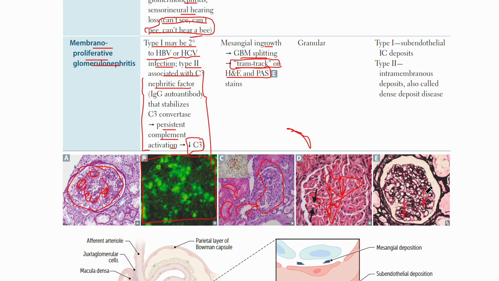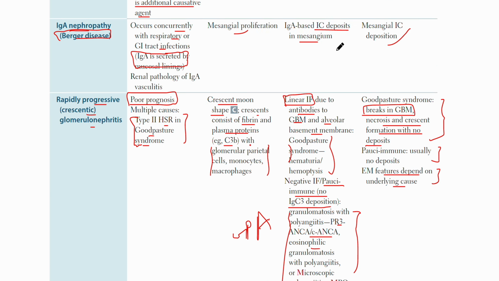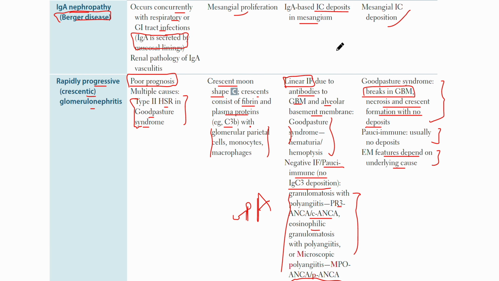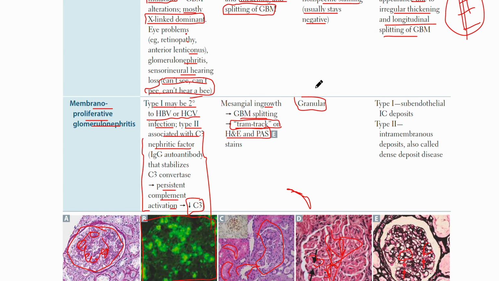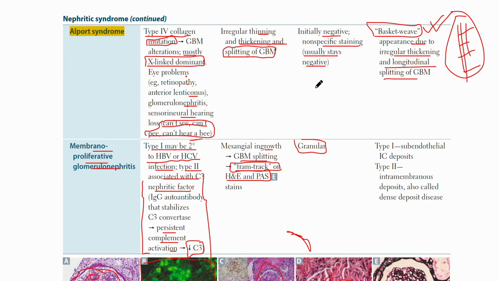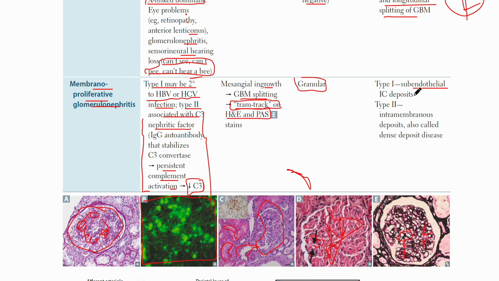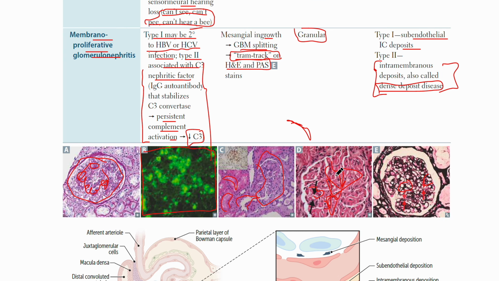You can see in this arrow, the tram track appearance. Okay, you have to remember this. And also there is granular deposition, as I have talked about earlier. Only in RPGN cases is there linear immunofluorescence, but in all other cases there is granular immunofluorescence. In type 1, you can see subendothelial immune complex deposits, and in type 2 you can see intramembranous deposits, also called dense deposit disease. This is the earlier term for type 2 membranoproliferative glomerulonephritis.